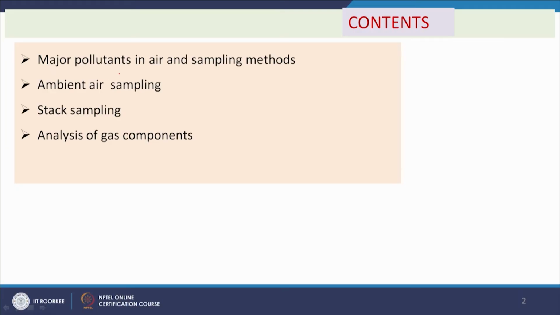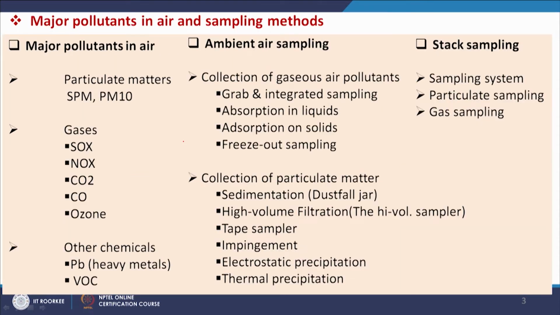Okay, so the contents will be major pollutants in air and sampling methods, then ambient air sampling, stack sampling and analysis of gas components. Now, as we are concentrating on the sampling of air, suppose we have got a report that in this area some pollutants are available. So, we want to analyze the quality. So, we need to take the samples from it.